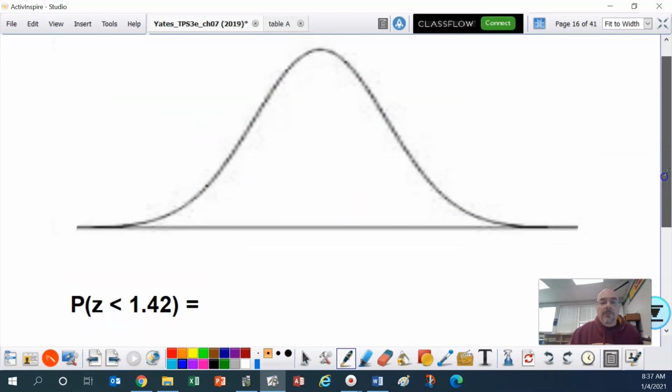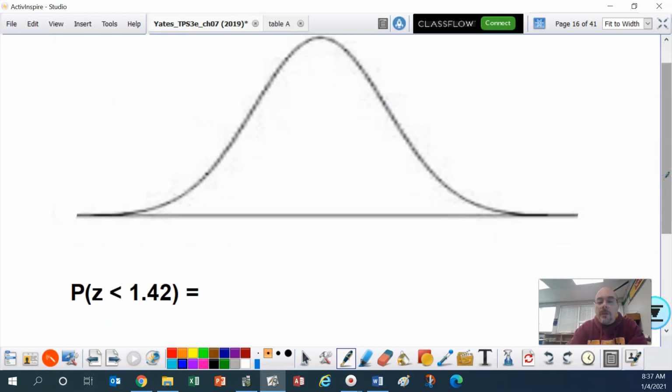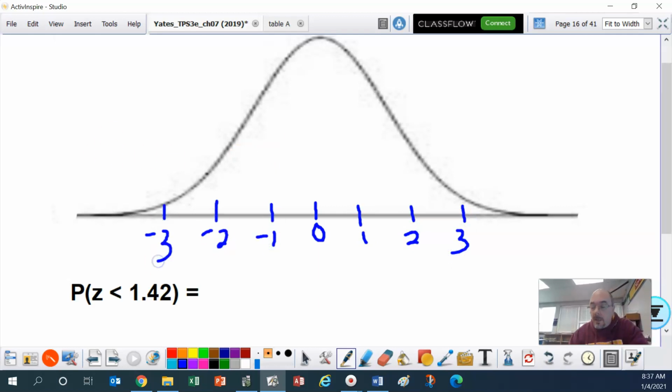So, quick review. Remember, the z-score is standardizing it. When you're looking at the normal curve, the zero is the standardized value for the mean. Then 1, 2, 3 to the right, 1, 2, and 3 to the left. Now, this is 1.42, so I'm going to say this is right about here. Nope, not quite. Let me move that over a little bit more. Right about here is 1.42. And the inequality says less than.